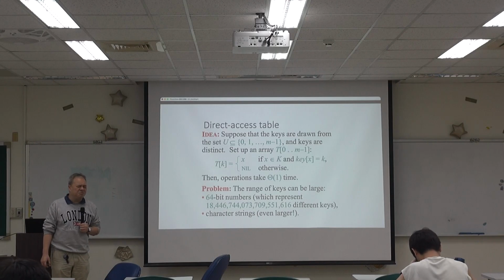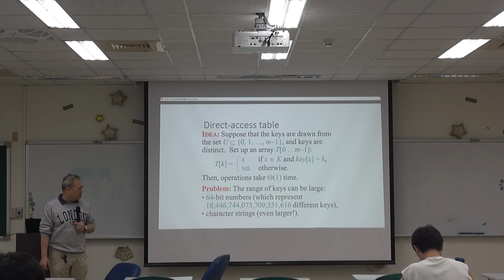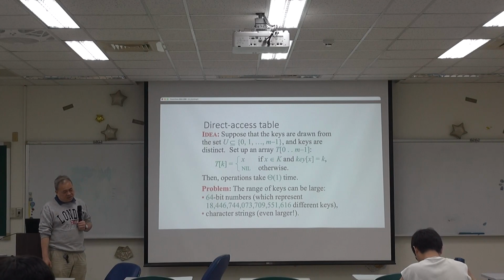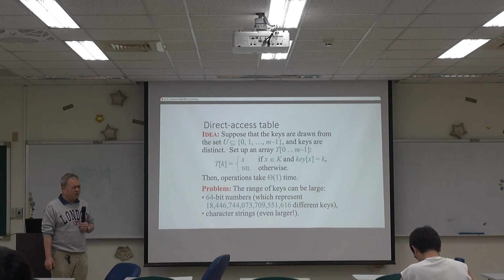Suppose different people have different names, then the character string could be even larger. The previous one we considered was 64 bits, where each digit is just binary. But if you consider character strings, then each digit is going to contain, even if you don't consider uppercase and lowercase, already 26 possibilities. Not to mention if you consider uppercase and lowercase, that will be even bigger.